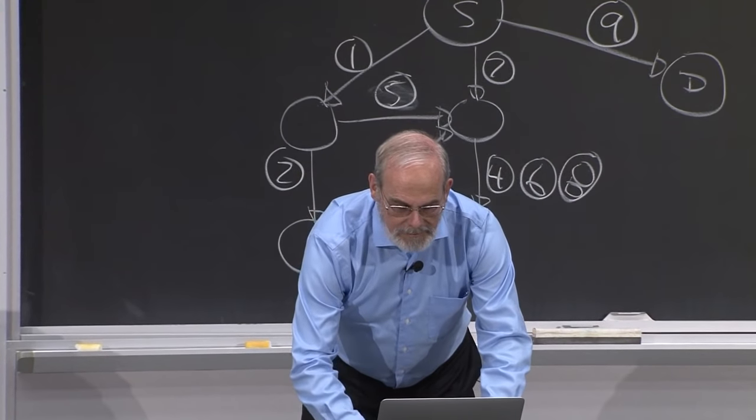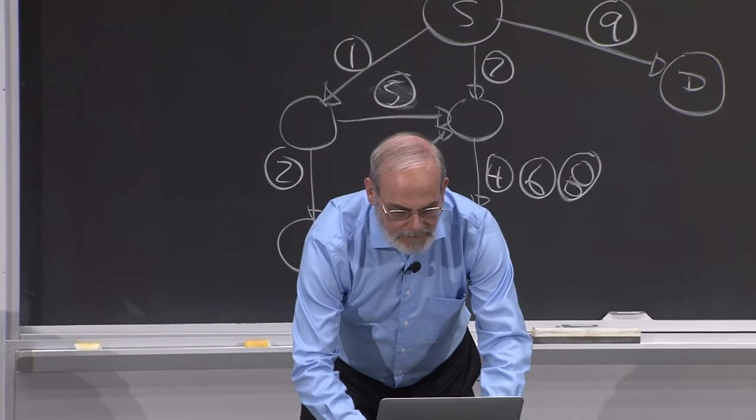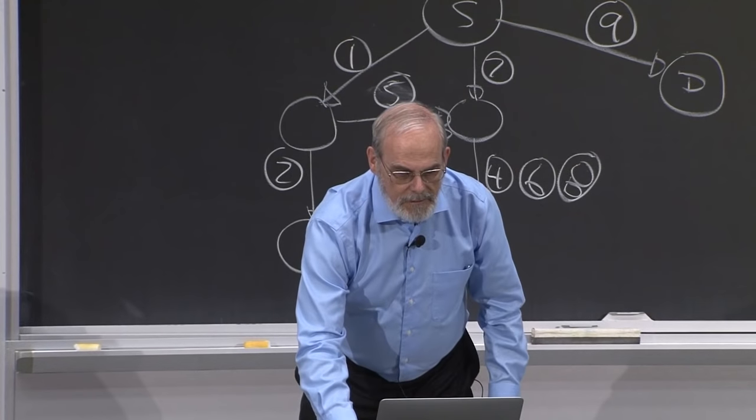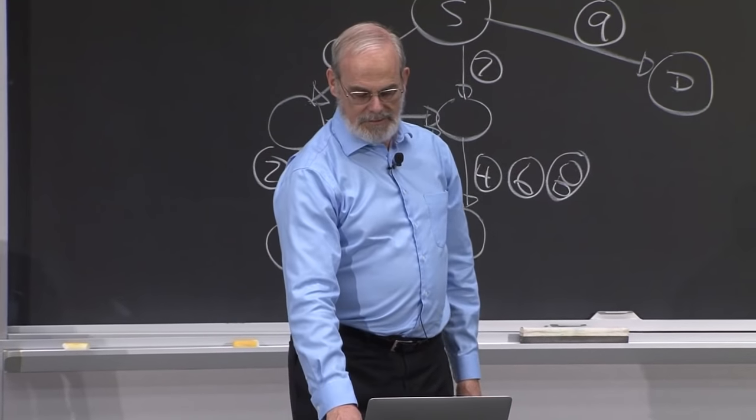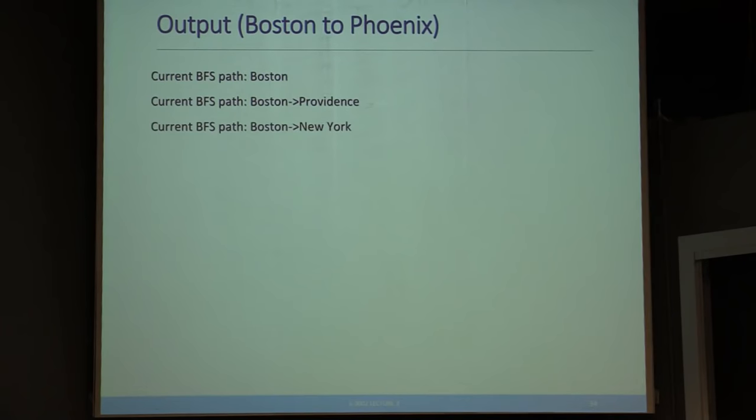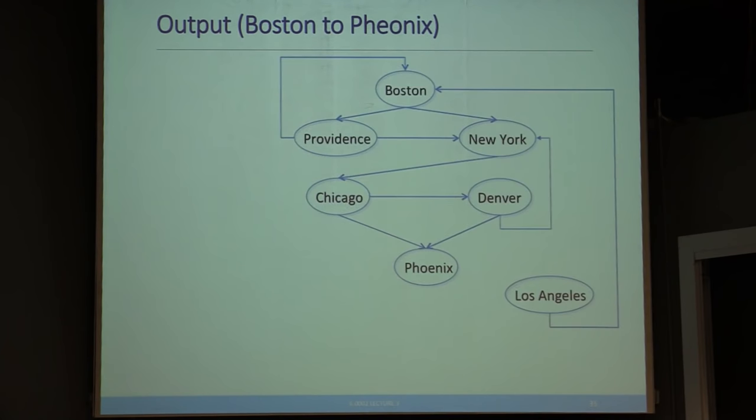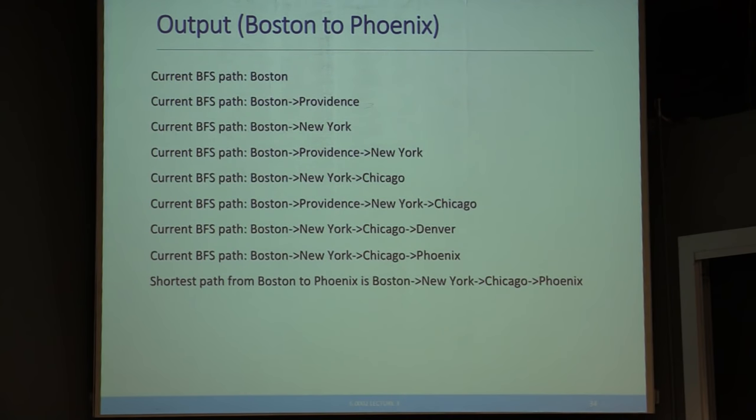And in fact, if we go back, we can see that nicely by looking at what happens if we were to actually trace this along. So Boston to Phoenix. I start at Boston, then I look at that, and then that. Those are all the paths of length 1. Having exhausted those, I'm looking at paths of length 2, and then paths of length 3, and then paths of length 4 until I found the one that I wanted.